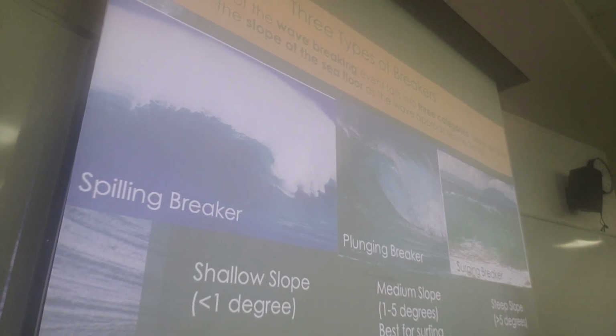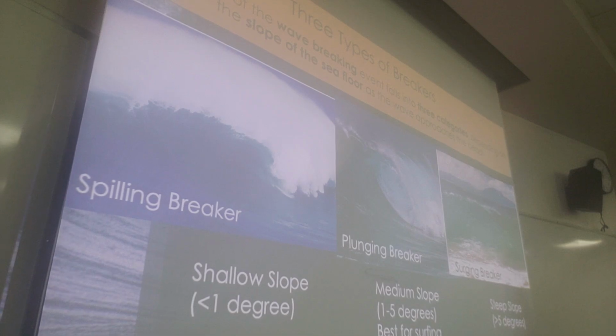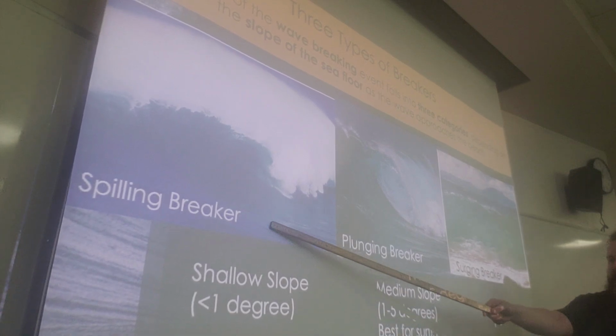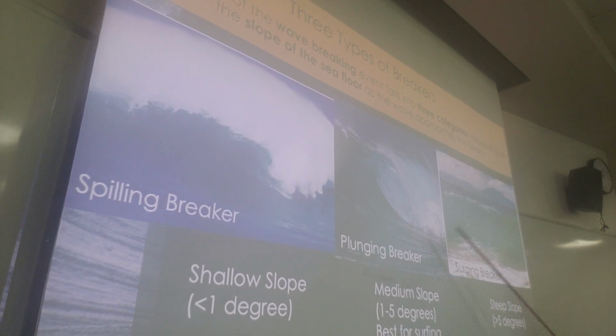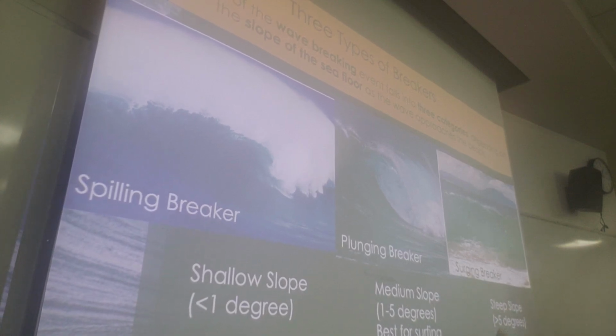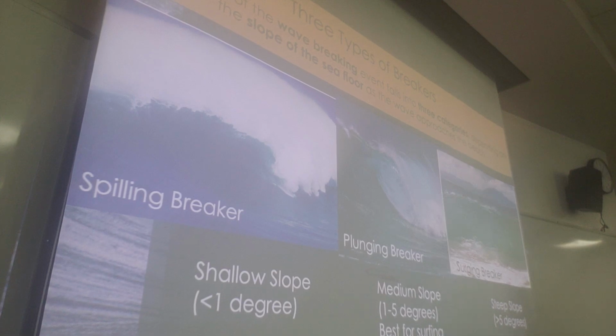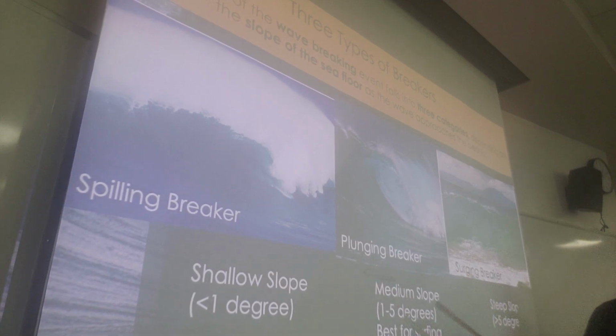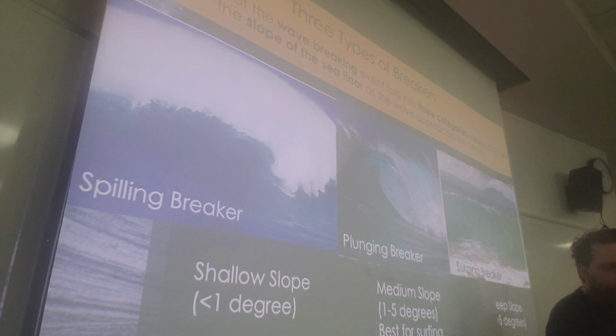The breakers are categorized into 3 categories based on the slope of the seafloor. Spilling breakers are the shallowest, plunging breakers are in between, and surging breakers are the steepest. Knowing the ordering is important, and knowing that there are different kinds and that the physics of wave breaking depends on the slope. I'm not expecting you to remember these specific thresholds or anything.